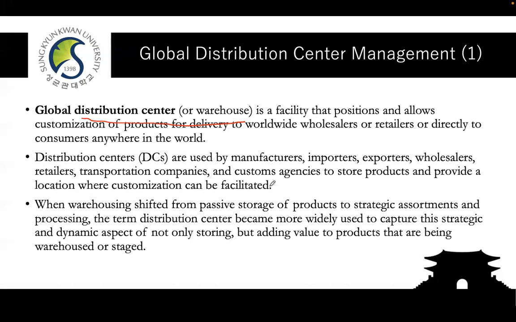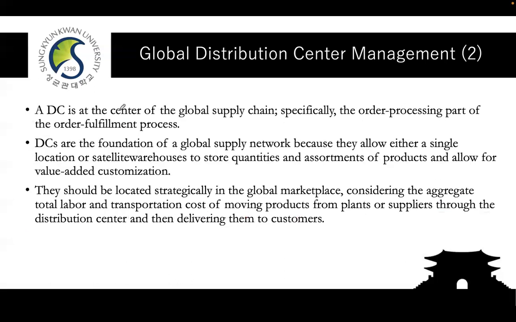So it's not only passive storage. In the past, maybe we called it a warehouse, which was quite passive. But nowadays, it also involves strategic assortment processing. So we call it a distribution center. The customization is there, the assortments, the processing. So it's more meaningful, more consequential than a mere warehouse.